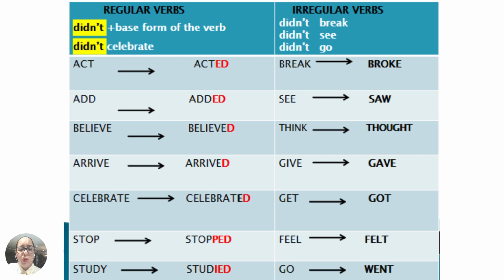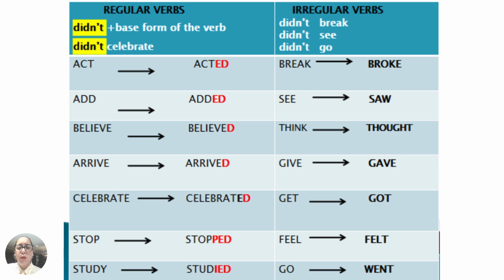Verbs ending in consonant plus y. If the verb ends in y preceded by a consonant, change y to i and add ed. Some examples are cry. The verb cry ends in y and is preceded by a consonant. So you drop y and add i, ed. Cry, cried, study, studied. It's the same with the verb study. Study, studied.